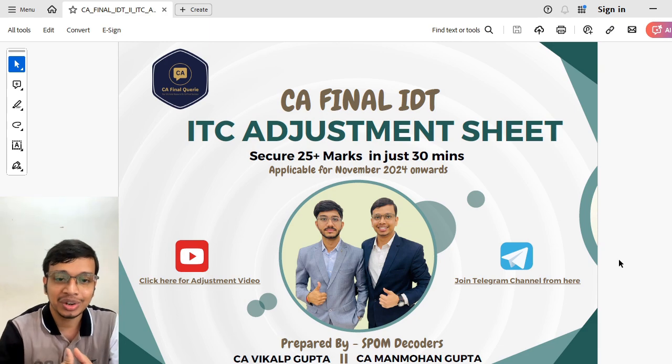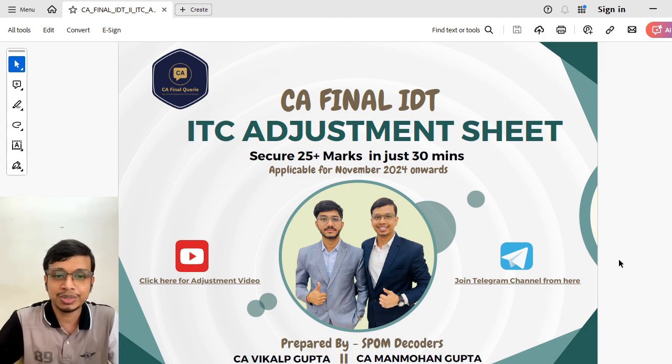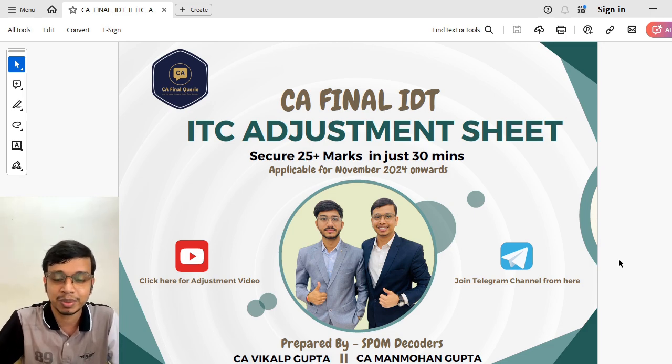As you can see on screen, a big surprise for November 24 students, ITC Adjustment Sheet. This type of content and sheets are never prepared by any teachers. Before this sheet, there was a PGBP adjustment sheet which was made by Yash Khandelwal sir. So taking inspiration from him, I have prepared the ITC adjustment sheet.